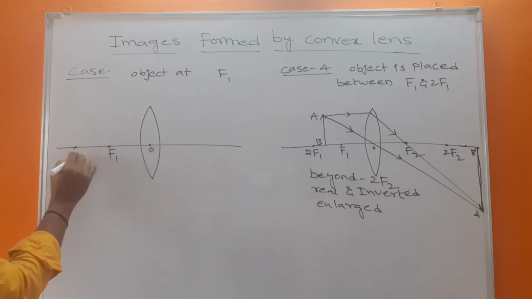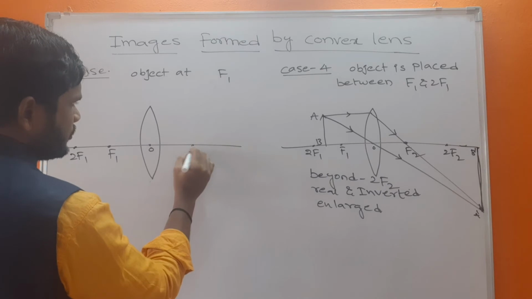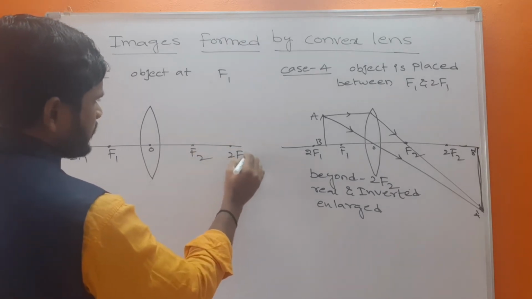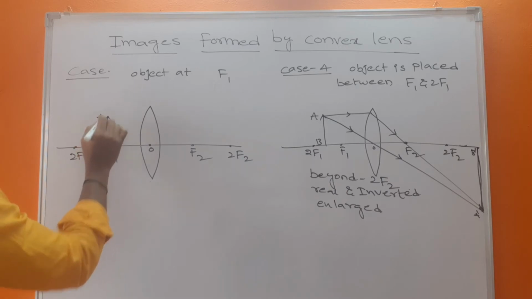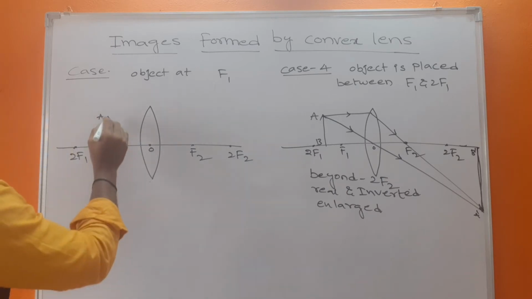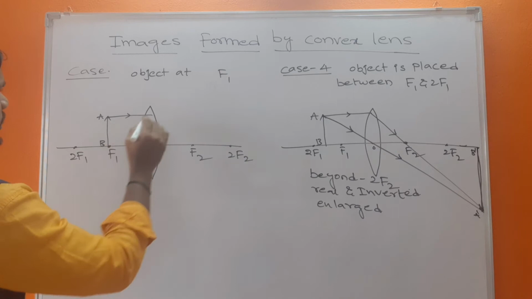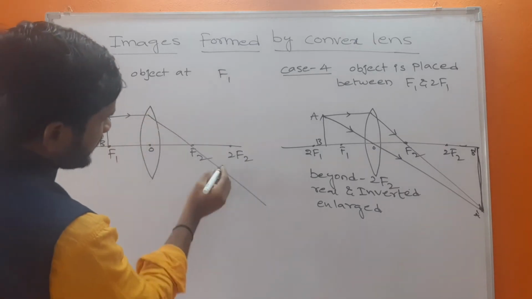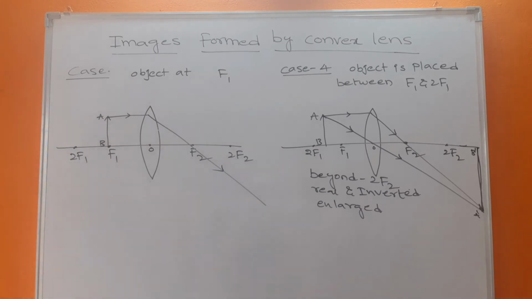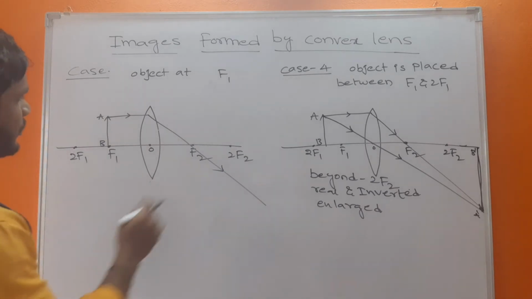f1, 2f1, f2, 2f2. So here it is. Here the object is placed at f1. So when the object is placed at f1, of course, an incident ray which is parallel to the principal axis passes through the focus after the refraction.